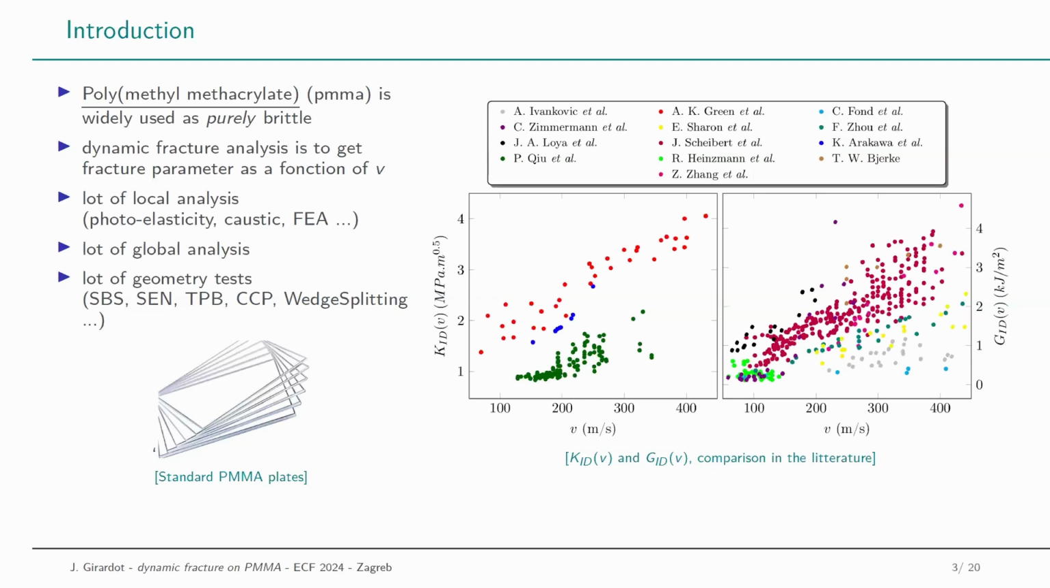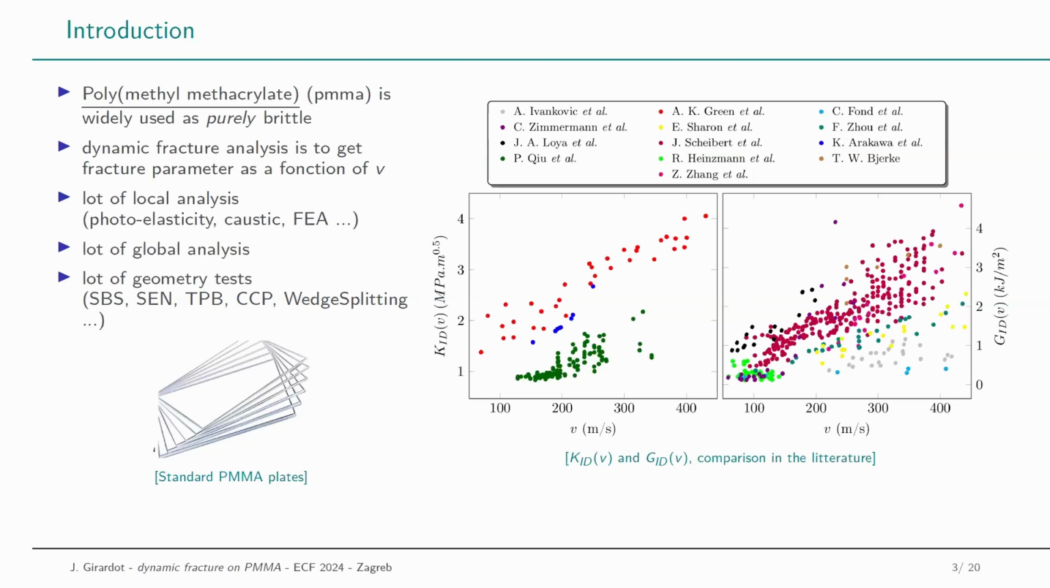And in the literature, as you can see on this picture, some people perform local analysis, some people perform global analysis, meaning measuring K or J, using different kinds of techniques, especially to quantify the toughness. So right now we saw works using photoelasticity, caustic methods, finite element analysis. And also they are using a lot of different geometry tests.